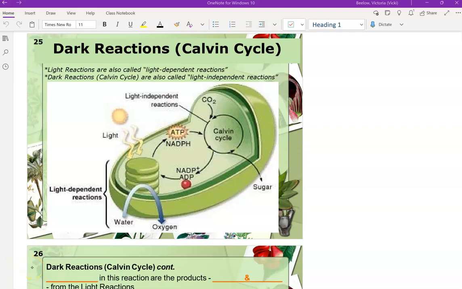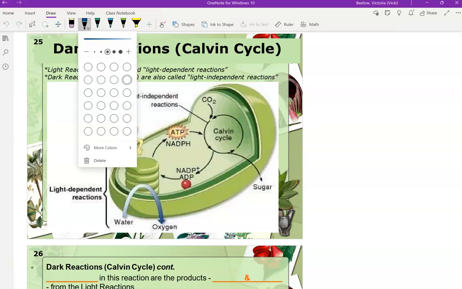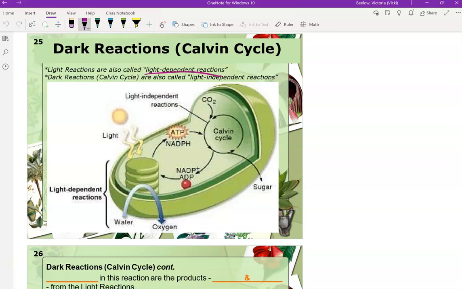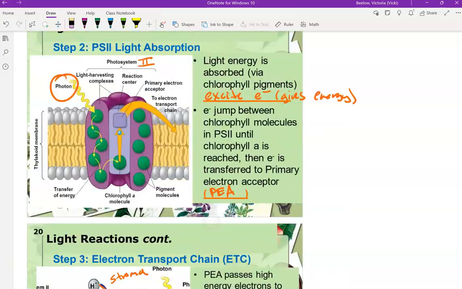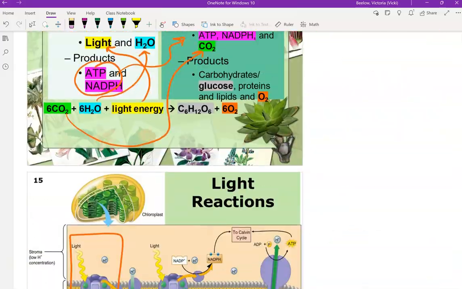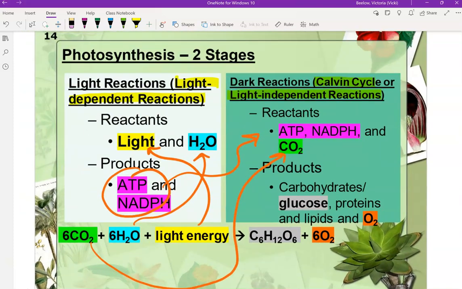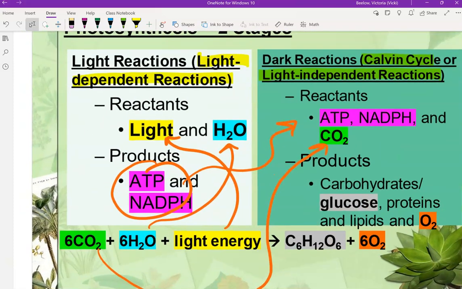In this video, I'm going to be talking about the dark reactions, also known as the Calvin cycle, and also known as the light-independent reactions. So previously, we talked about the light reactions, or the light-dependent reactions.